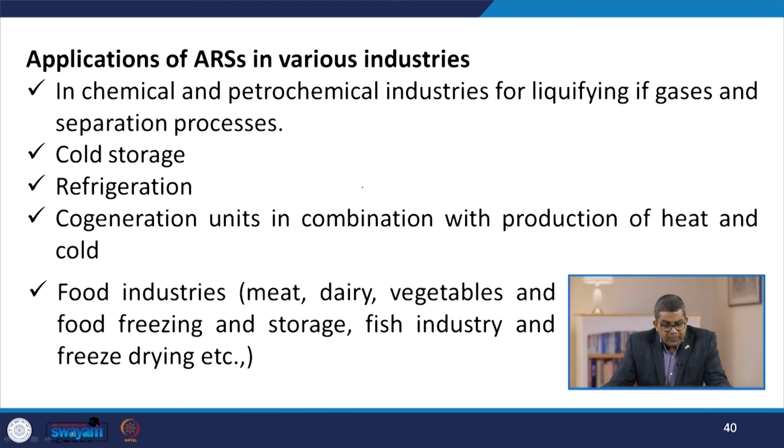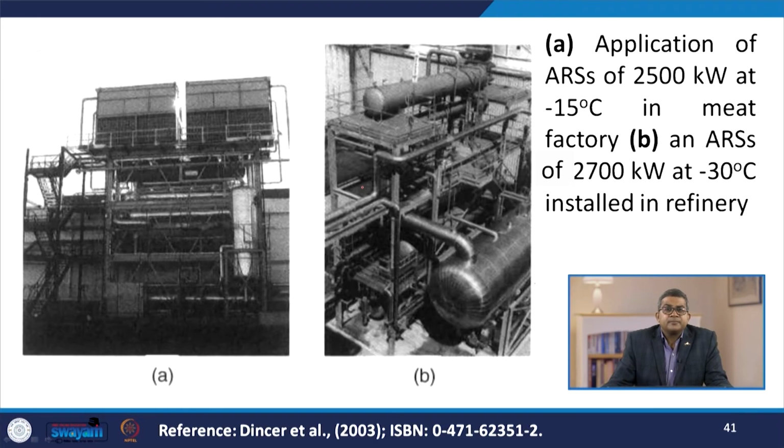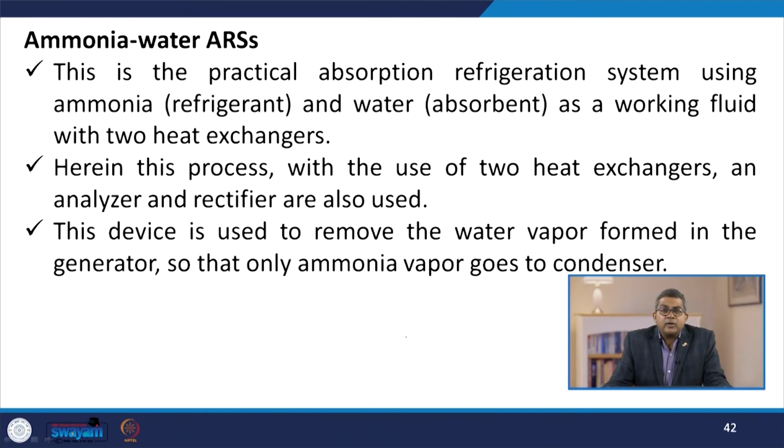Now, when we talk about the application of various ARS in different industries, one is petrochemical or chemical industries for liquefying of gases and separation processes, cold storage, refrigeration systems, cogeneration units in combination with the production of heat and cold, food industries like meat, dairy, vegetable and food freezing and storage, fisheries and freeze drying. Now, here you see the application of ARS of 2500 kilowatt at minus 15 degrees Celsius in a meat factory, and this ARS is installed in a refinery of 2700 kilowatt.